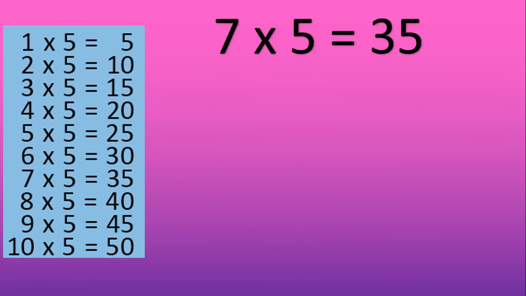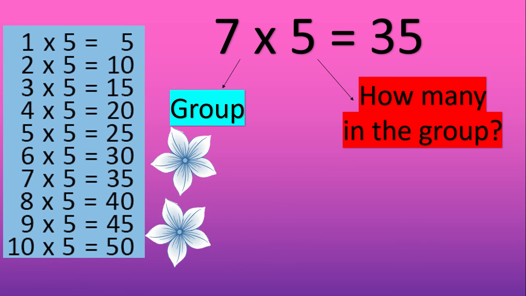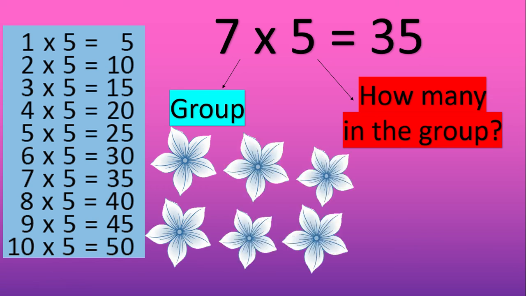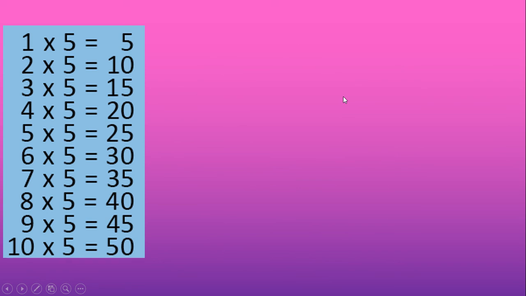Now let's look at 7 times 5. I have 7 groups, and in each group I have to have 5 petals. So let's count 1, 2, 3, 4, 5, 6, 7 flowers. Now we can count in fives: 5, 10, 15, 20, 25, 30, 35. That's why my answer is 35.